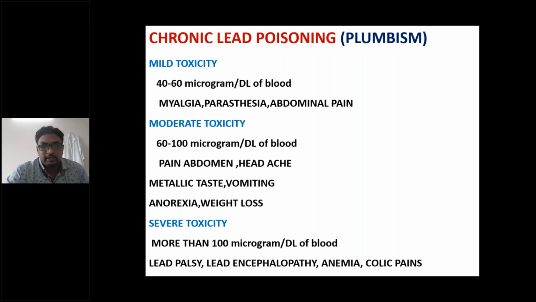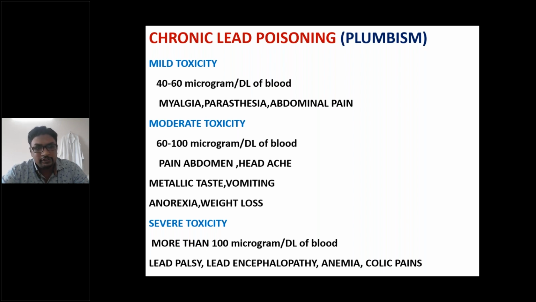So chronic lead poisoning, we know that it is also called plumbism or saturnism. So this is another classification of dividing the chronic lead poisoning into mild, moderate, and severe toxicity. Mild toxicity, if it is about 40 to 60 micrograms per dl of blood. If the lead levels are about 40 to 60 micrograms per dl of the blood, then we categorize it into mild toxicity, where the patient will experience myalgias, paresthesias, and then abdominal pain.